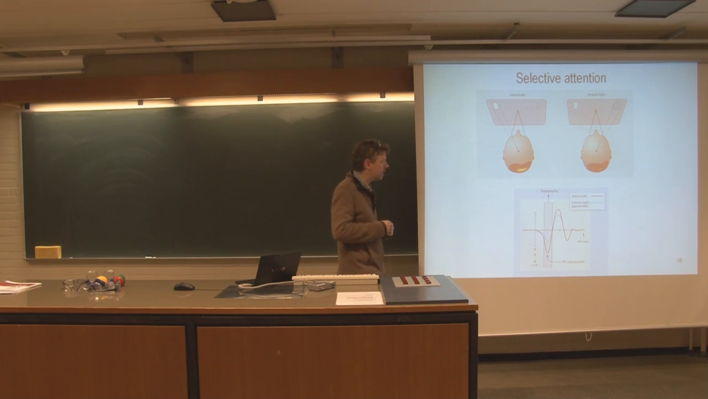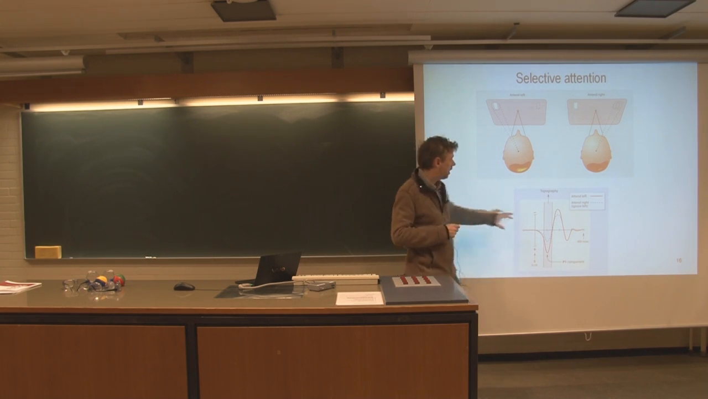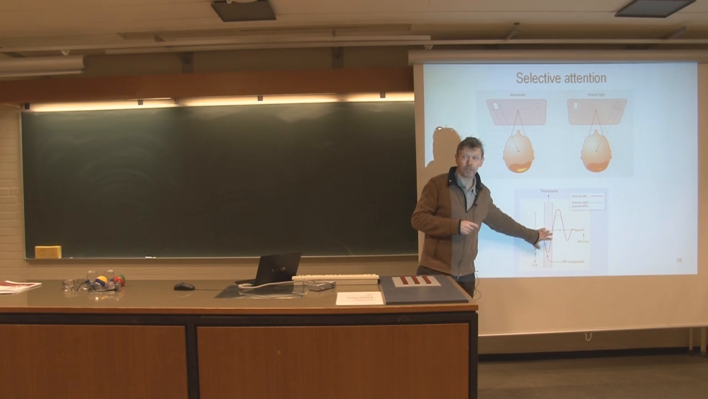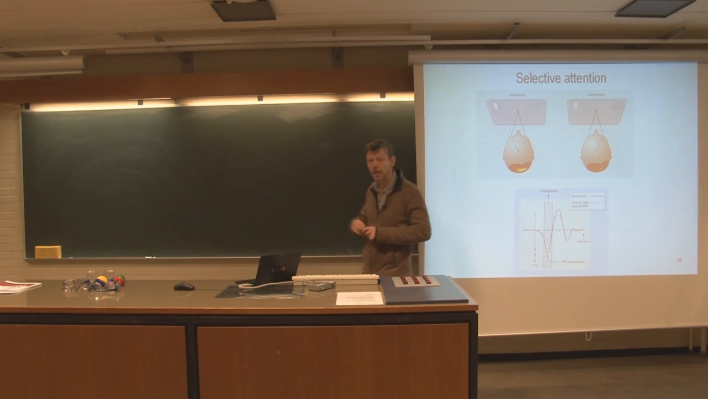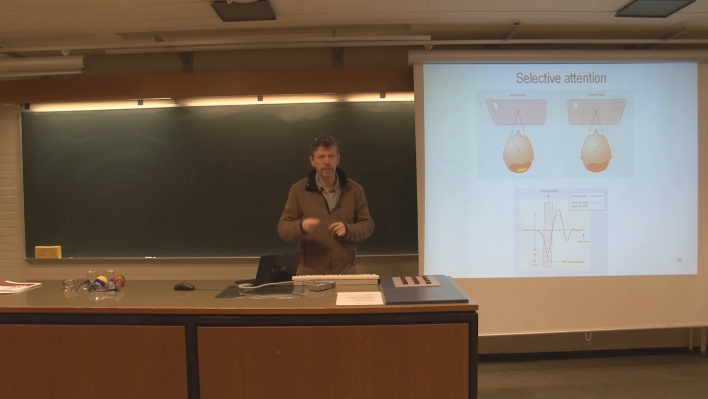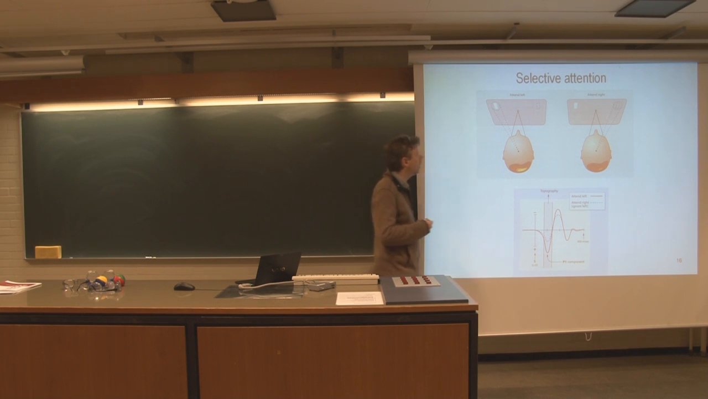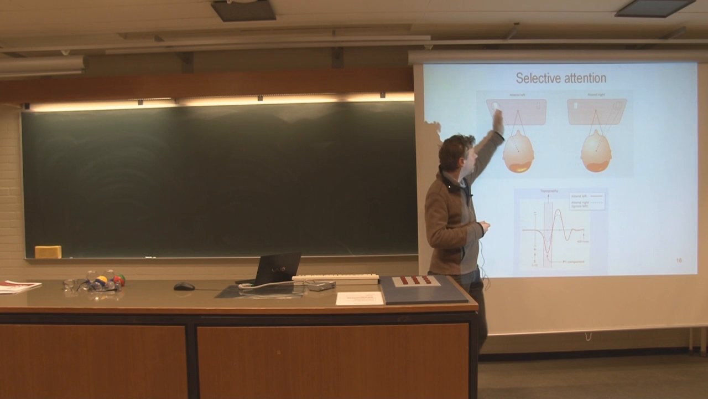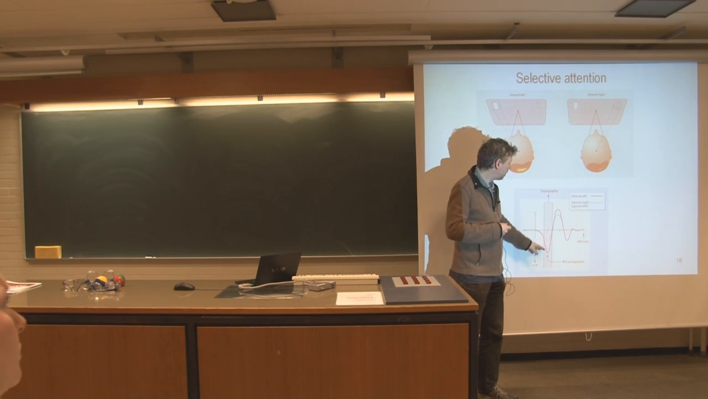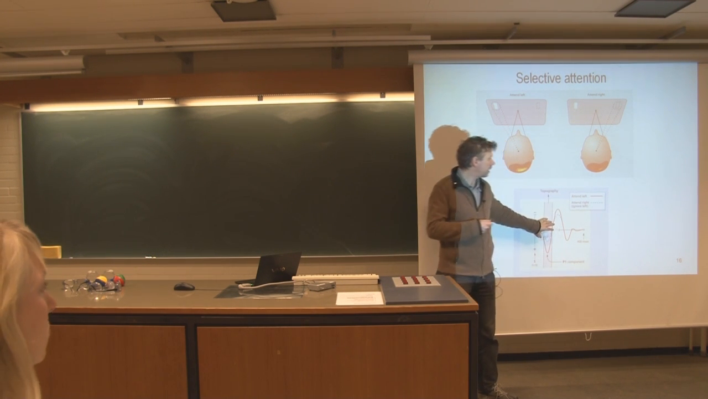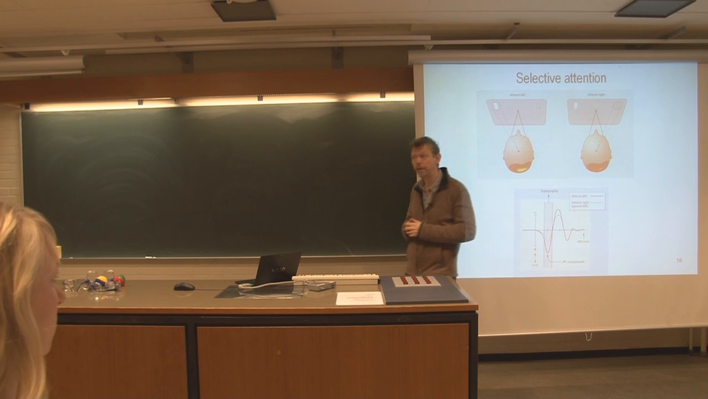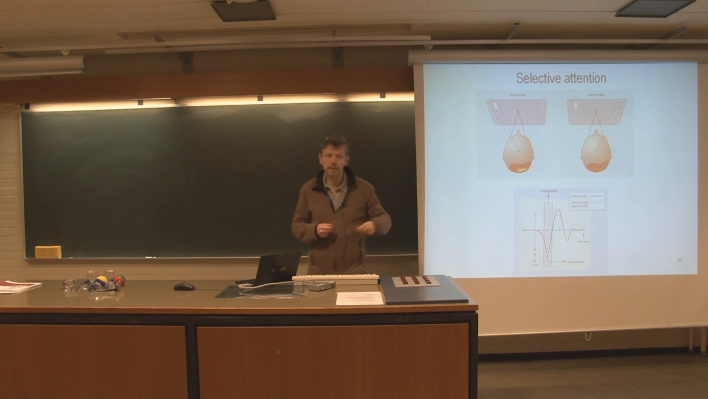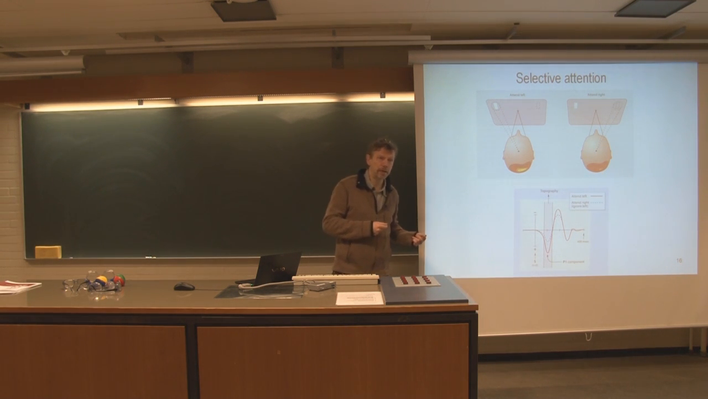And what is interesting there is that it turns out that the size of this P300 is dependent on to what extent the subject is paying attention to the visual stimulus which is there. So if the subject here attends to the left or attends to the right, you see a modulation of the size of this P300. This is useful from a practical point of view.